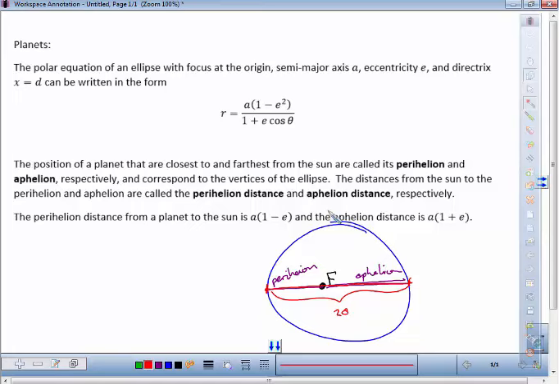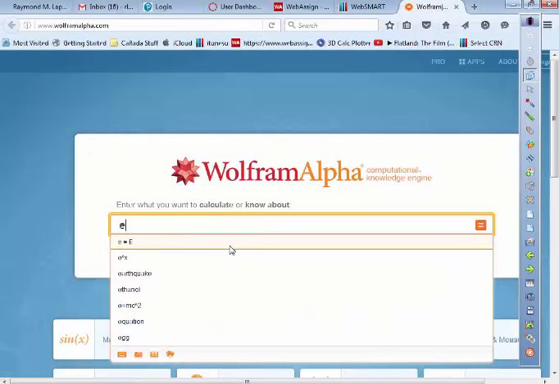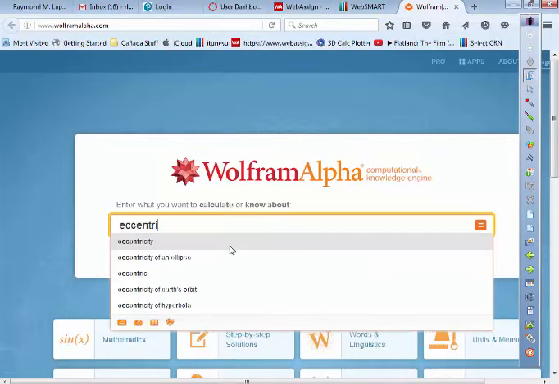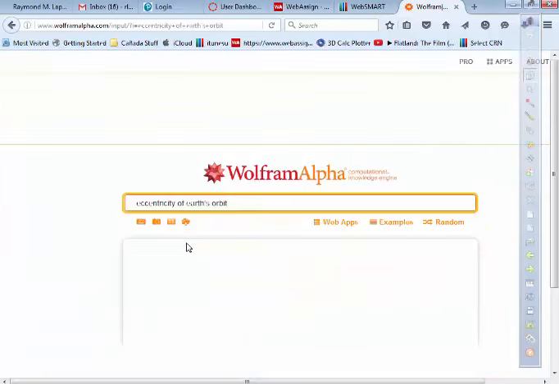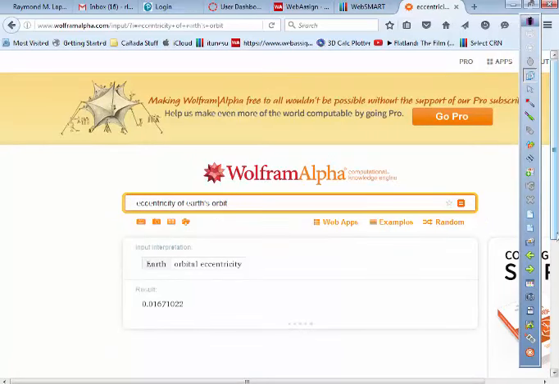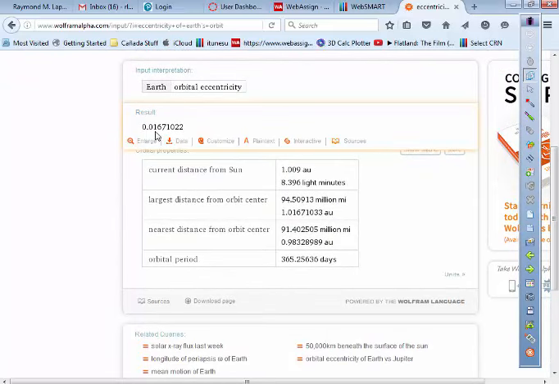All right, well, you want to try to find the path of the Earth, for example? We have to know the eccentricity of the Earth and stuff. And the distances, the farthest and shortest distance. So let's see if Wolfram can help us with that. So the eccentricity of the Earth's orbit looks like it's 0.016.